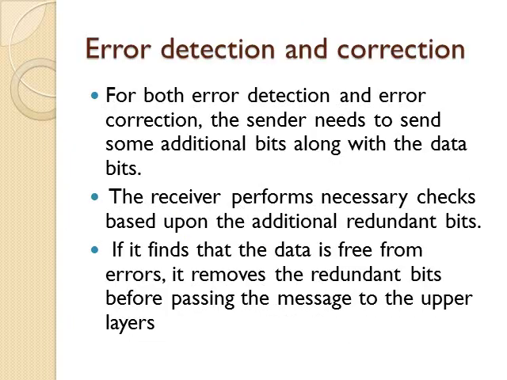Error correction and detection. For both error detection and error correction methods, the sender needs to send some additional bits along with the data bits. The receiver performs the necessary checks based upon the additional redundant bits. That is, the sender adds some additional bits, and these bits are called redundant bits. These additional bits help the receiver to check whether the received data is correct or not. If it finds the data is free from errors, it removes the redundant bits before passing the message to the upper layers.